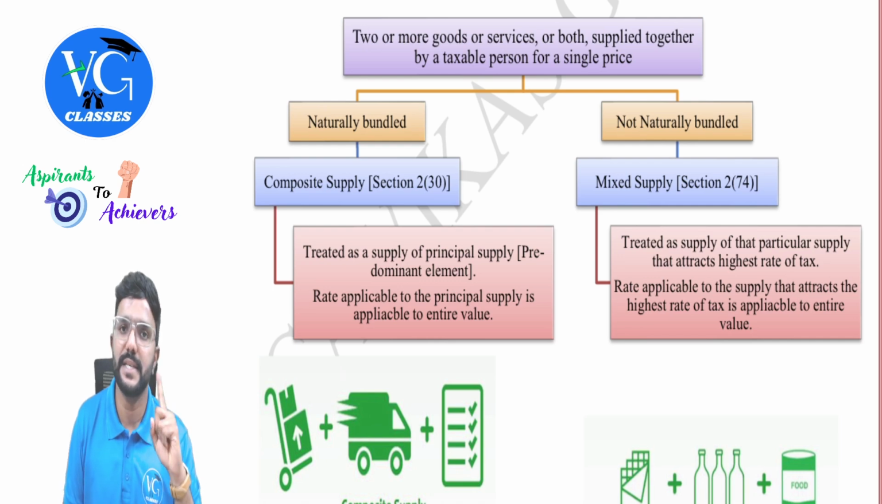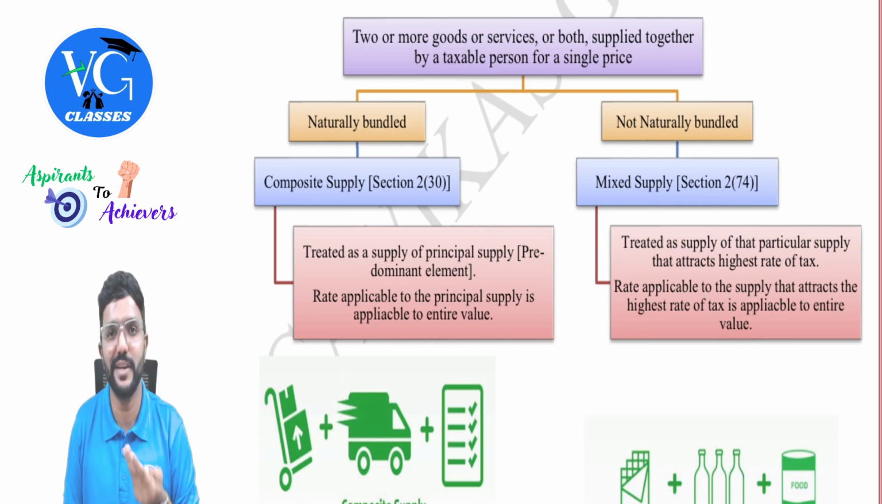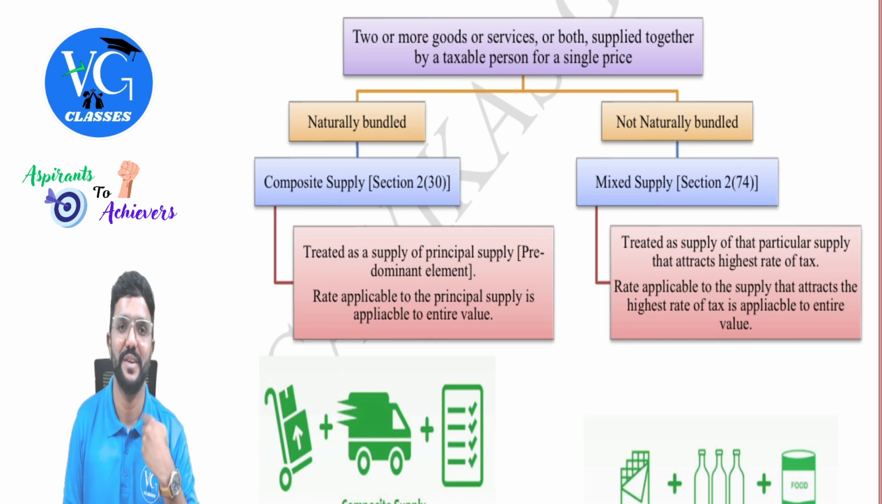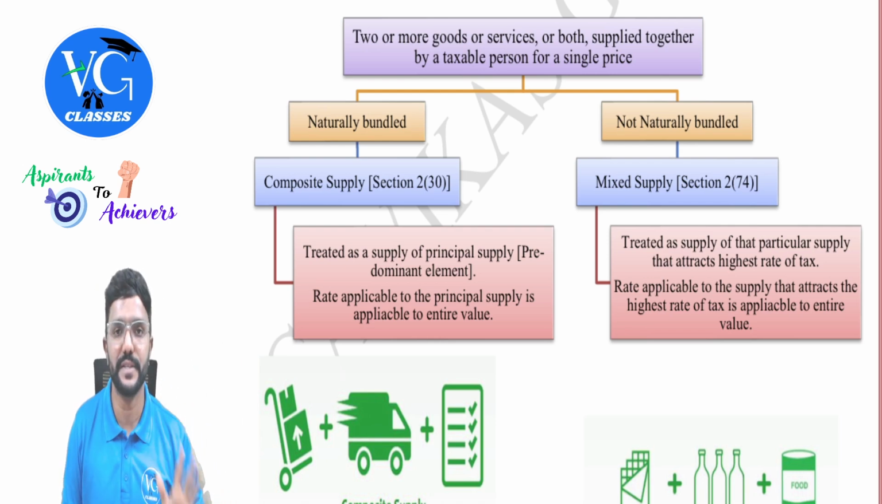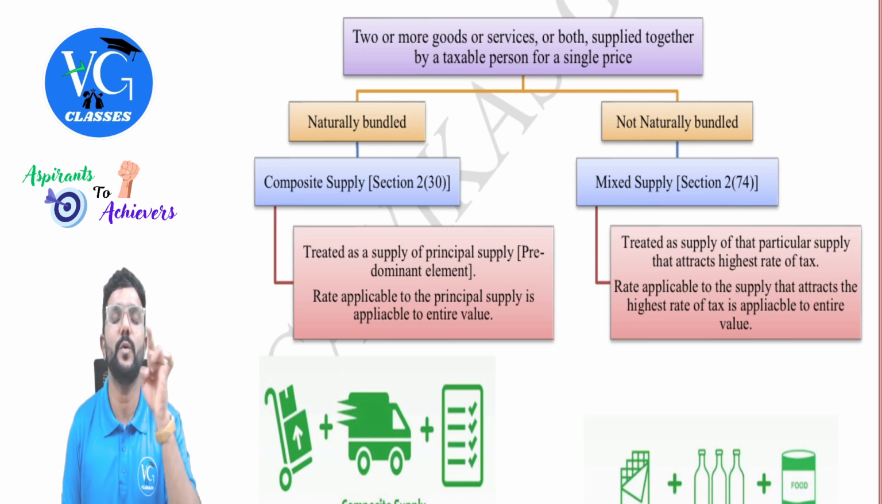So assume they are charging a single price. Is it a composite supply? Yes, it is a composite supply. But which is the predominant element, guys? Printing service. Because if an empty book is given, will I purchase? No, no. I want the book along with the content. So printing service is the principal supply. Whatever rate is applicable for printing service will be applicable on the entire value.